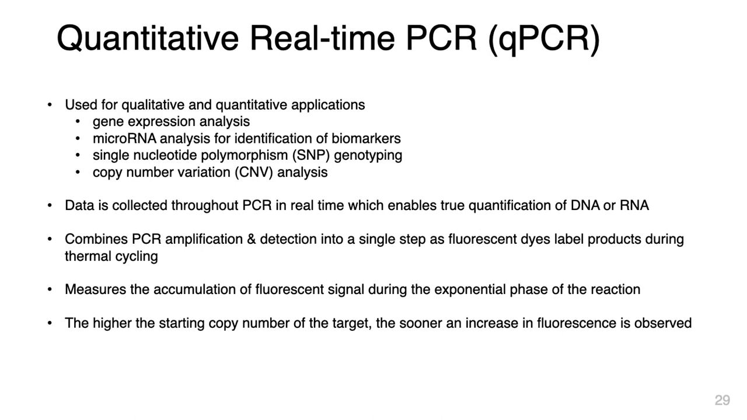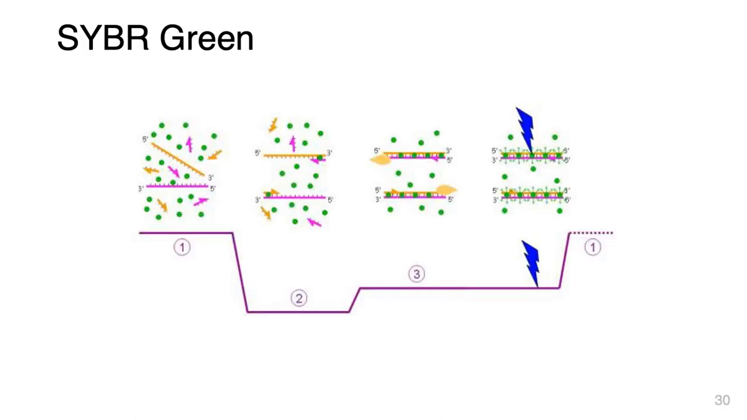During the qPCR, data is collected throughout the PCR in real time, and this enables true quantification of DNA, or in our case, RNA. It combines PCR amplification and detection into a single step because fluorescent dyes label the products during the thermocycling. So you measure the accumulation of fluorescent signal during the exponential phase of the reaction. What results is the higher the starting copy number of the target, the sooner an increase in the fluorescence is observed. There are two chemistries used in quantitative PCR to measure new templates.